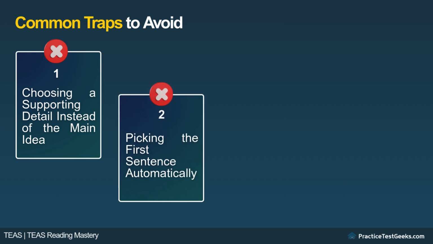Trap number 2. Picking the first sentence automatically. Yes, the first sentence often introduces the topic, but don't assume it's the main idea without checking the rest of the paragraph. Sometimes the main point builds over time and shows up at the end.